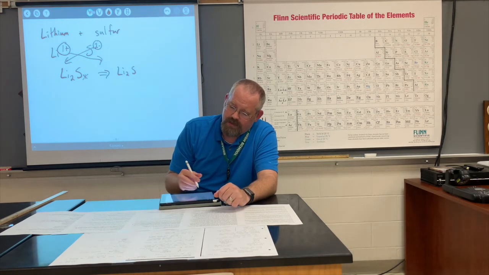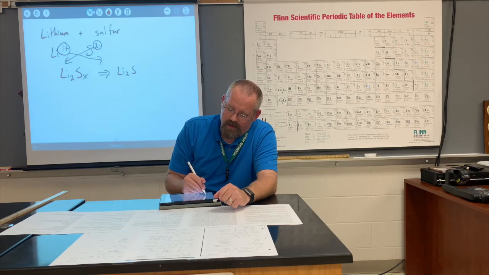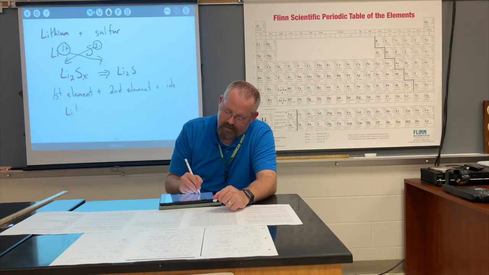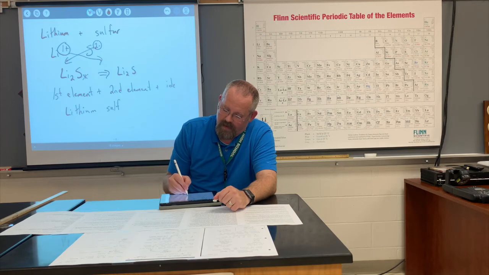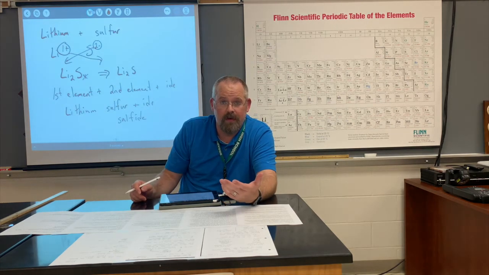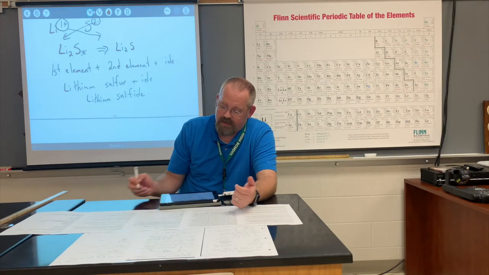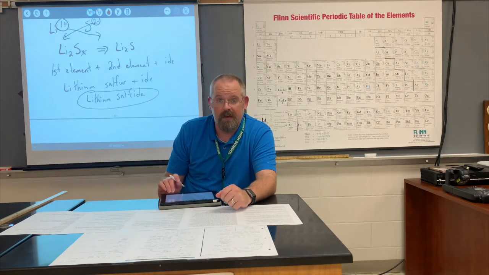Now let's name it. To name it, you're going to write down the first element plus second element plus ide. So my first element is lithium, and my second element is sulfur plus ide. Now you're not going to write sulfur-ide, but you're going to use kind of like roots like you did with your covalent binary. So I'm going to have lithium sulfide. All right, pretty plain and simple.